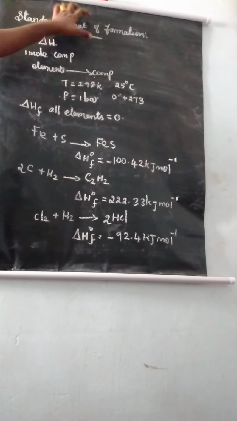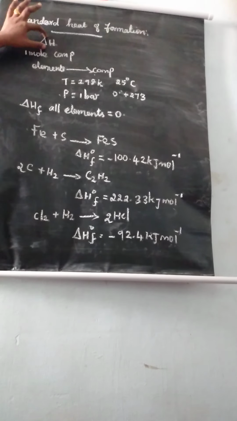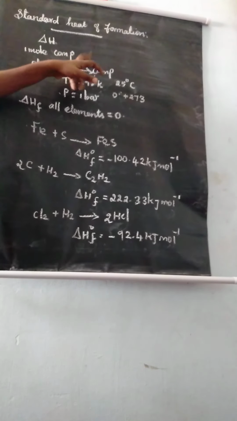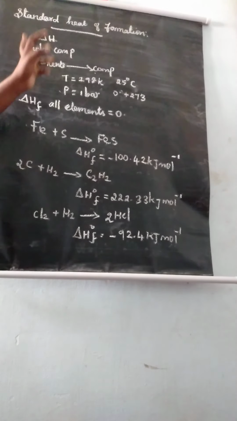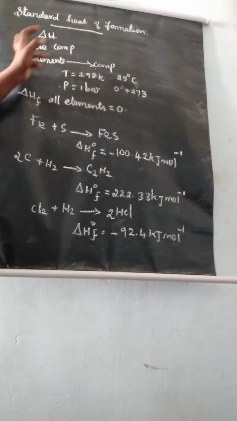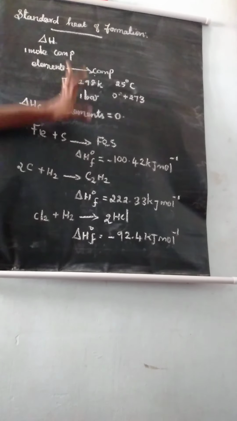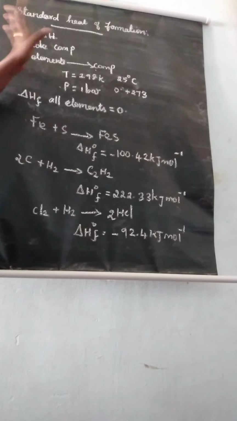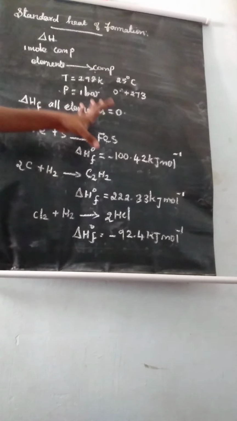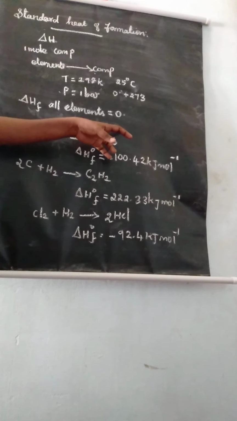Standard heat of formation is defined as the change in enthalpy that takes place when 1 mole of compound is formed from its elements present in their standard states, where temperature and pressure are standard. Understand? Now, the standard heat of formation of all elements is assigned to be 0.